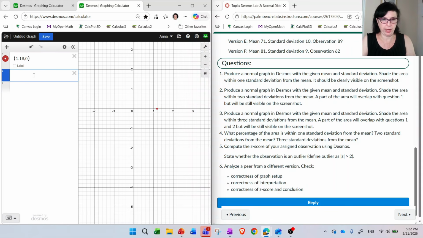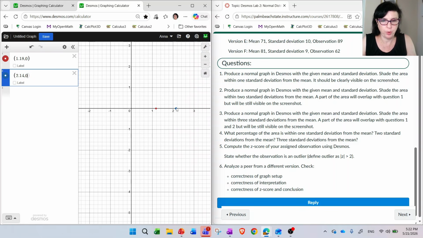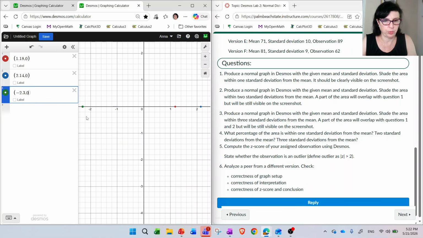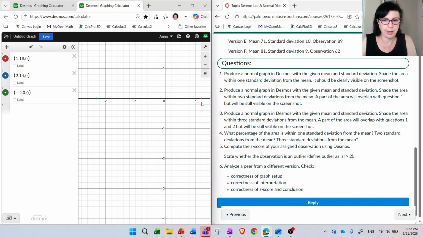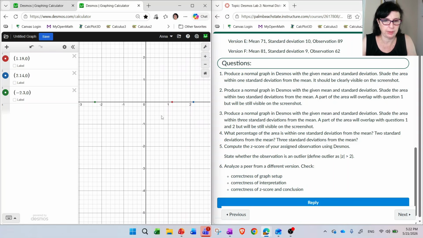For example, if you had something like 2.14 and 0, then yeah, that would be more than 2. That would be an outlier. Or if you had something like negative 2.30, that would be to the left of negative 2, right? You can see that. That would have been an outlier. But anything between negative 2 and positive 2 is not an outlier. So my answer is not.